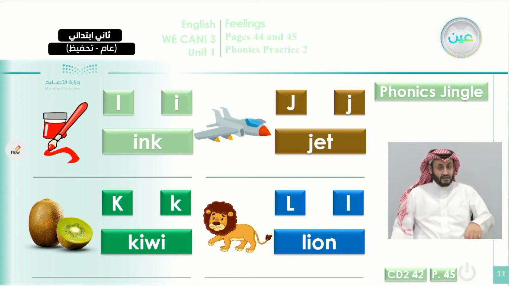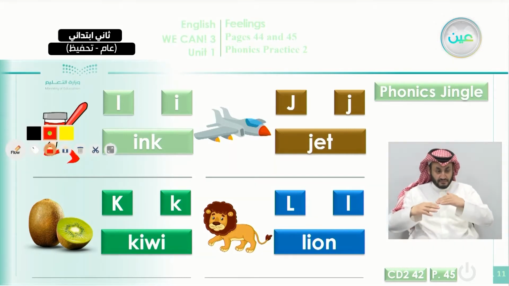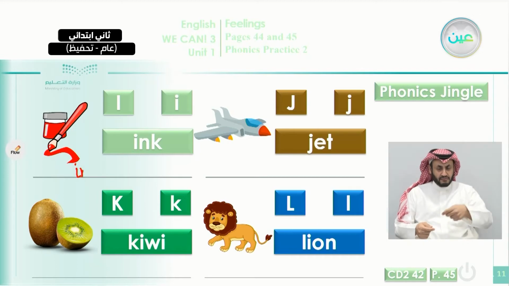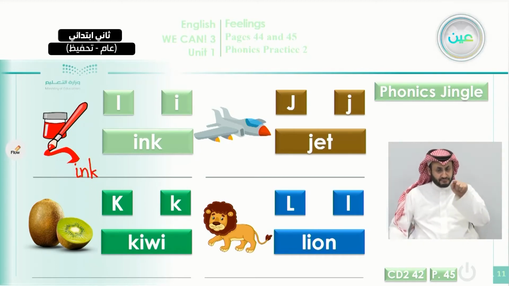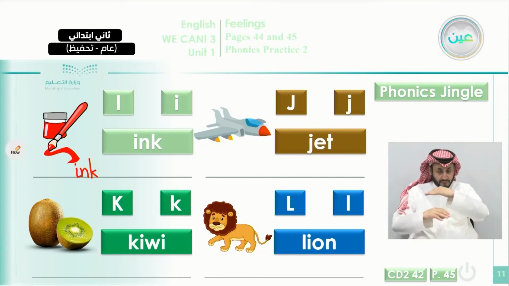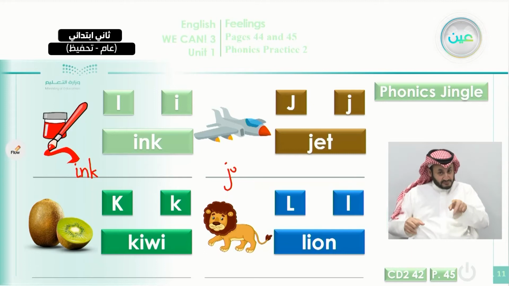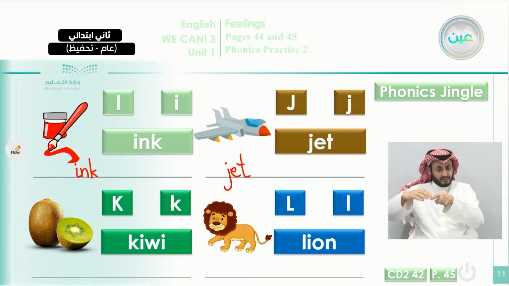Okay, let's practice writing, because as we said, practice makes perfect. Okay, I, N, K. This is ink. Okay, jet. J is one of the 5 letters that go under the line, as we said before. This is how to write J, E, T. Okay, this is a jet.